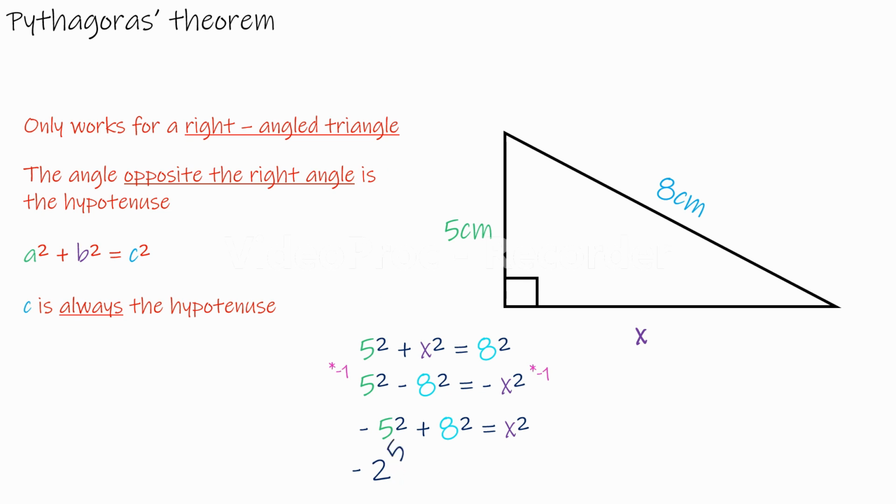Now, we're going to see this as minus 25 plus 64 is 39 squared. So we now need to find root 39 to find the length of x. And root 39 in its simplest form is left as it is.